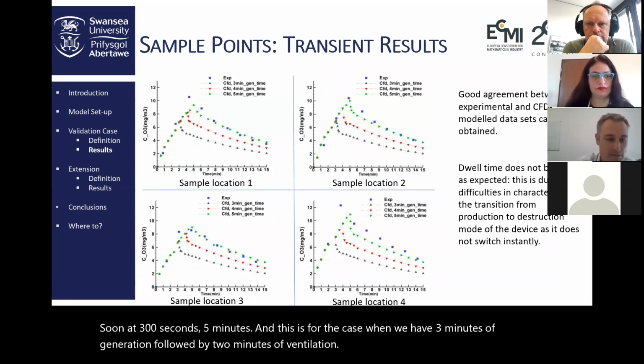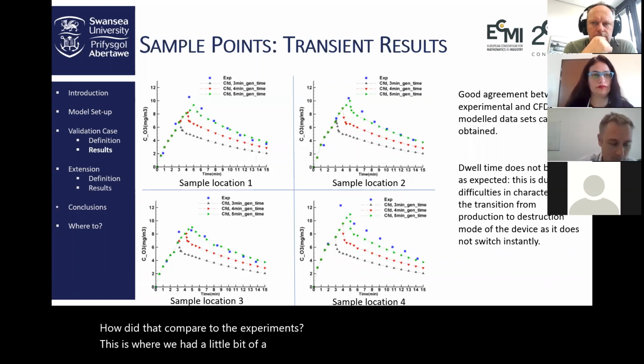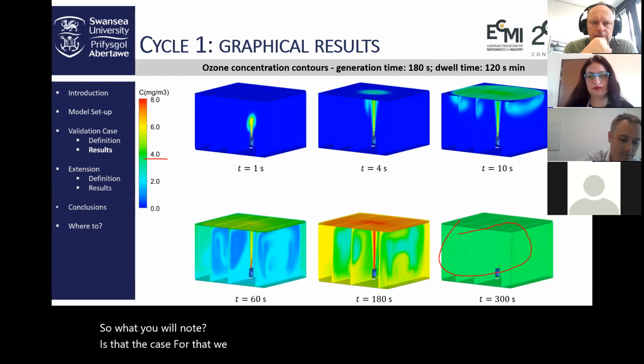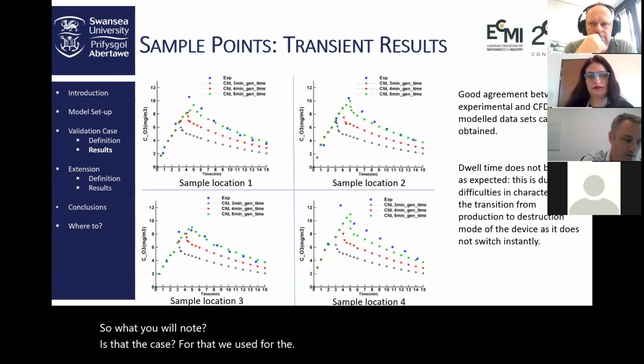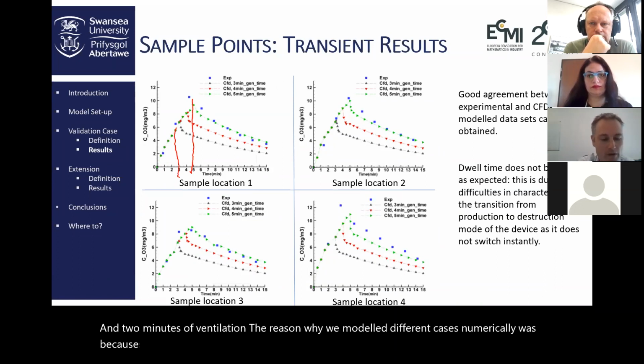How did that compare to the experiments? This is where we had a little bit of a surprise. So what you'll note is that the case that we used for the experiments had 3 minutes of generation and 2 minutes of ventilation. The reason why we modeled different cases numerically was because the output from the experiment raised a few questions.